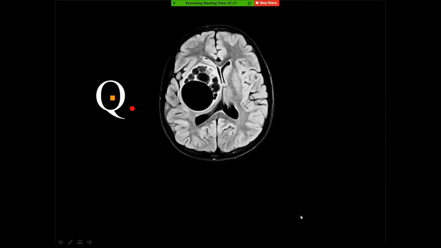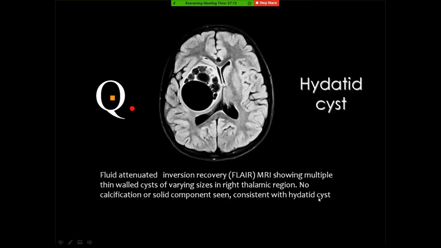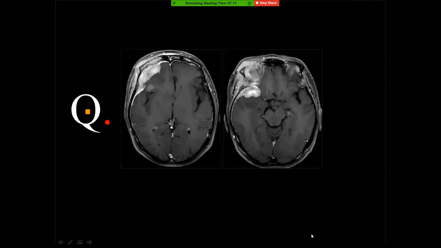Hydatid cyst? Yes, this is hydatid cyst, typical appearance with a big cystic lesion and the internal daughter cysts.